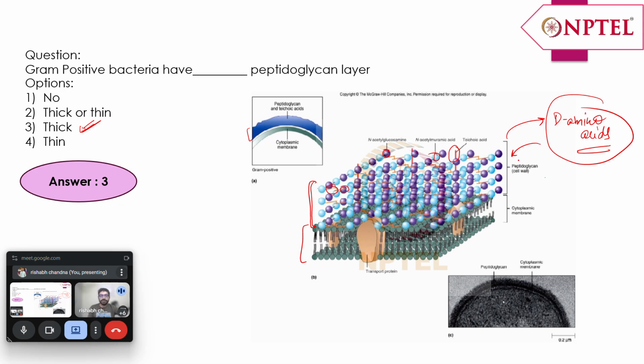Okay, so that's the major reason these are there, and this is an electron micrograph of this particular gram-positive bacteria. As you can see, this peptidoglycan layer is really thick, and after this layer we have a small layer, that is the cell membrane.